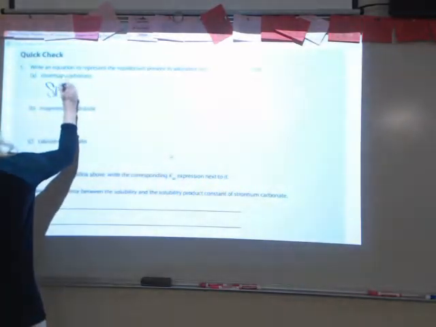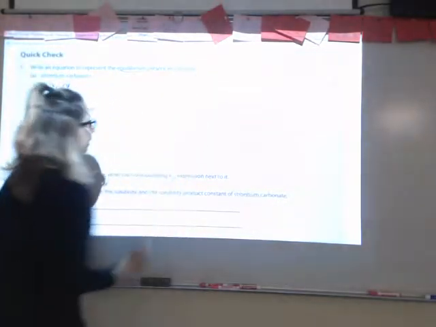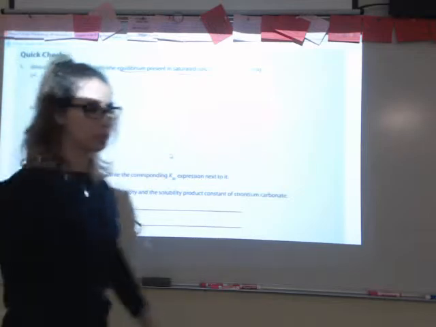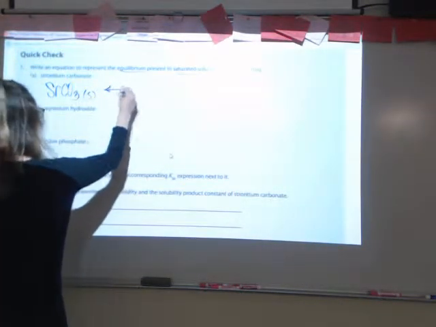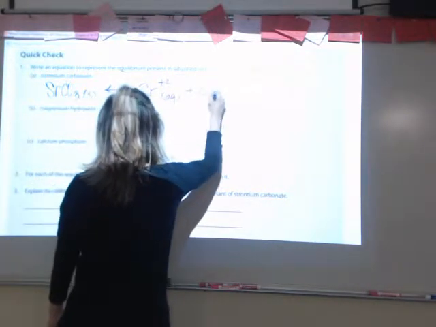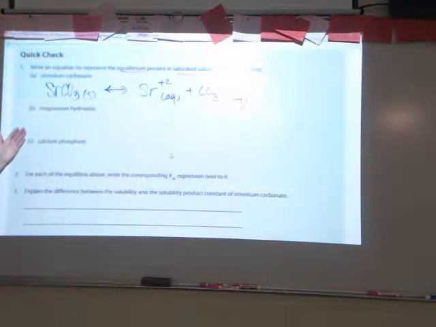SrCO3. And since we are at equilibrium and it's a saturated solution, you're going to have a solid on the reactant side. You have to include double arrows. You'll have your ions on the product side in the solution, and it looks just like this. Easy enough? Okay. Should we do one more?